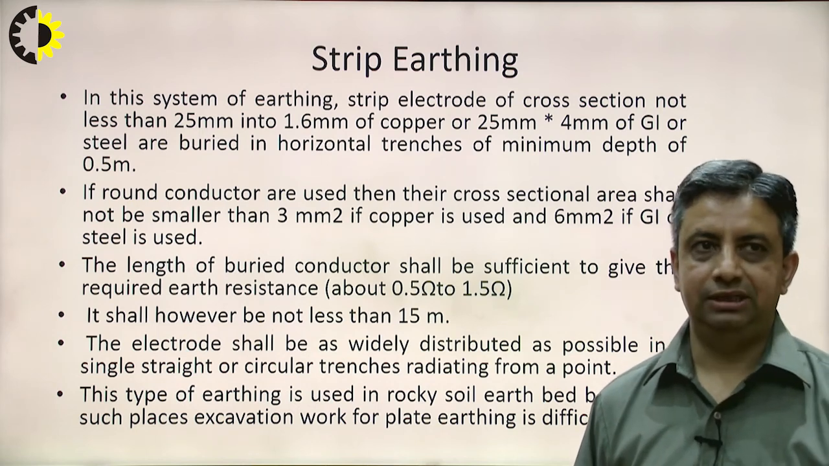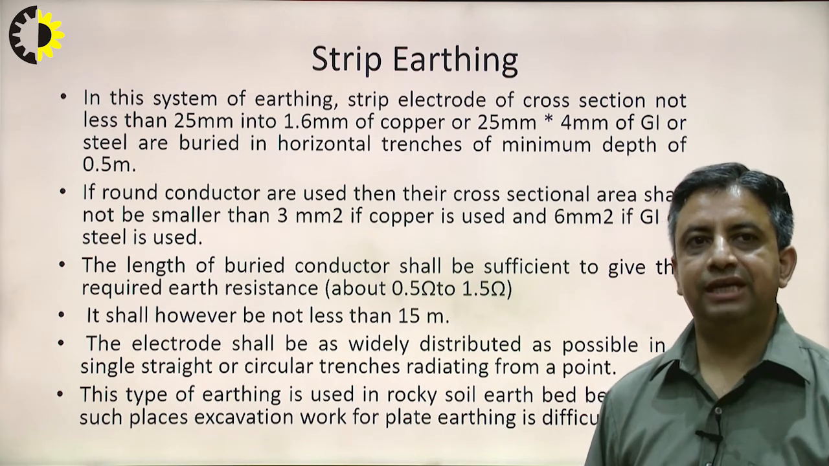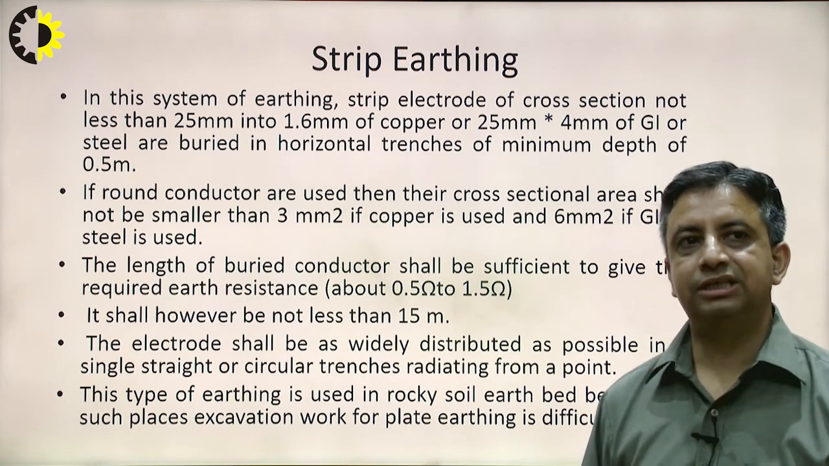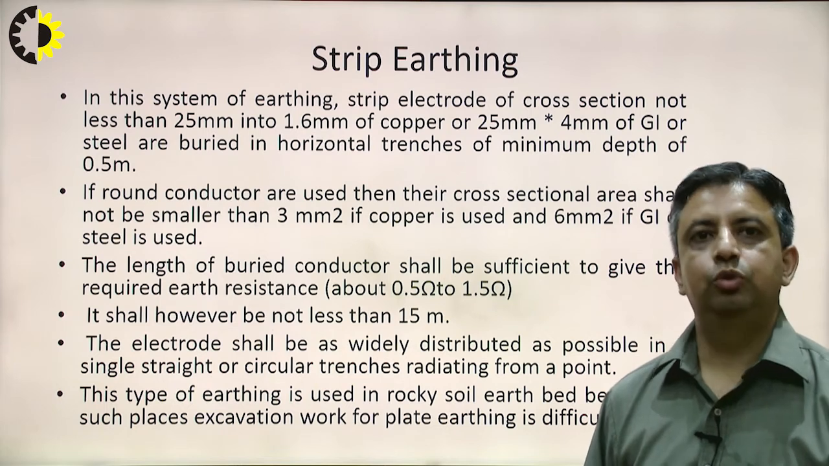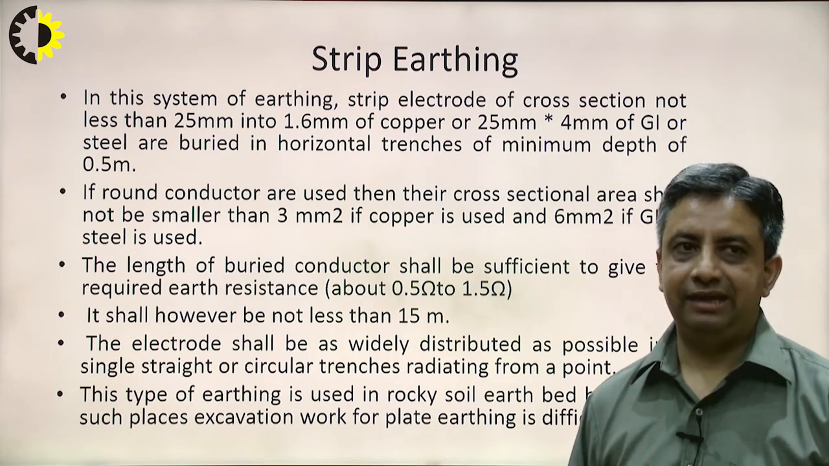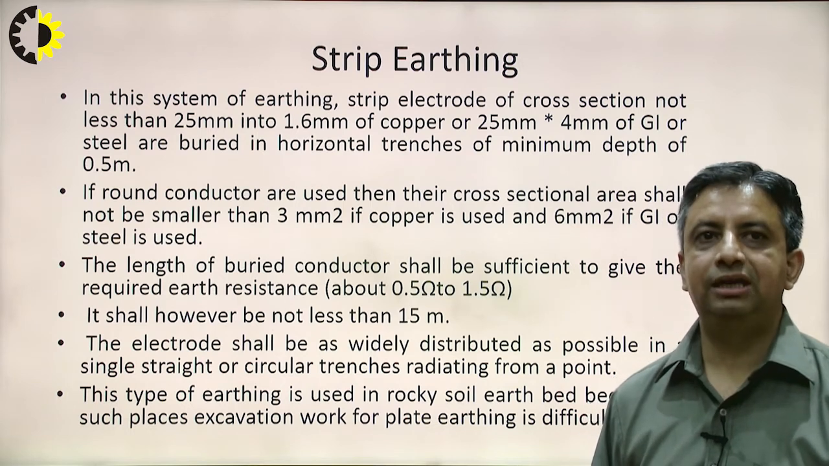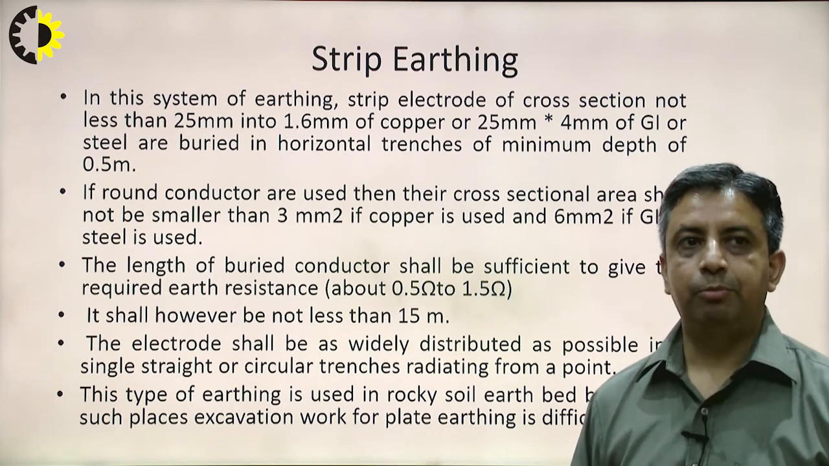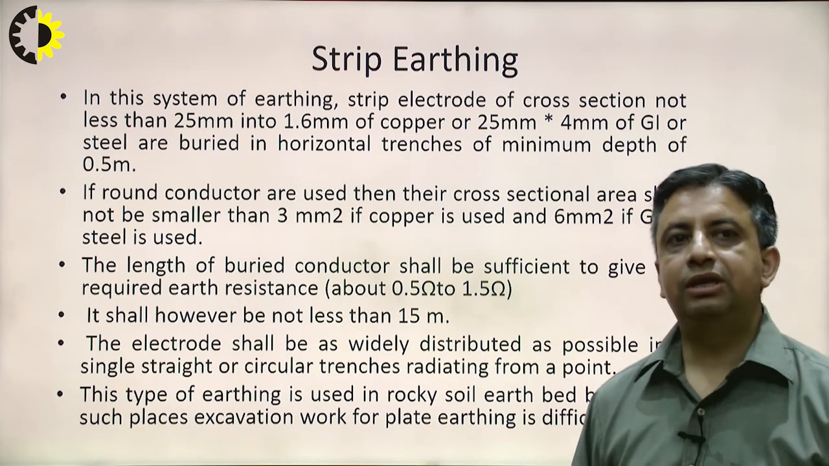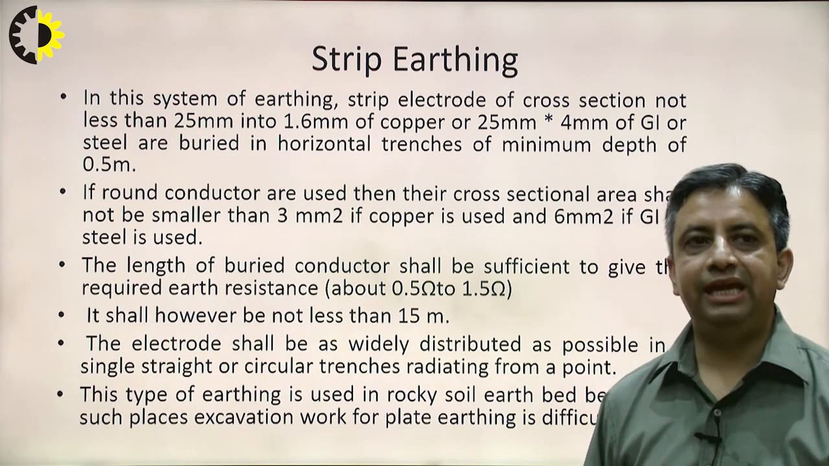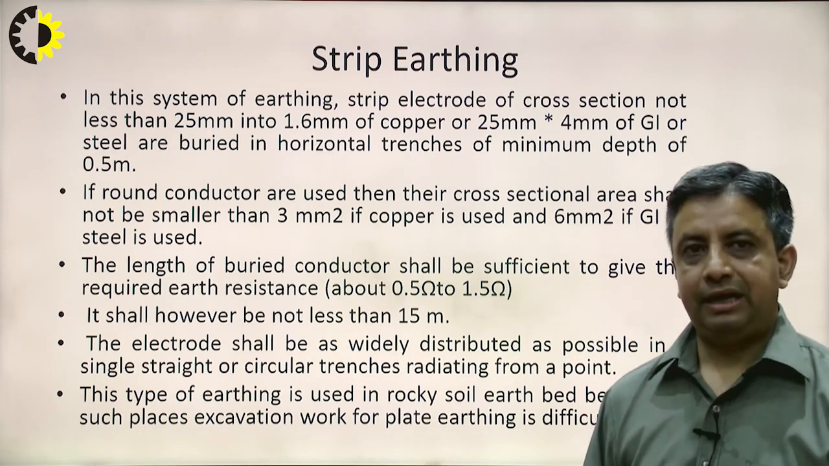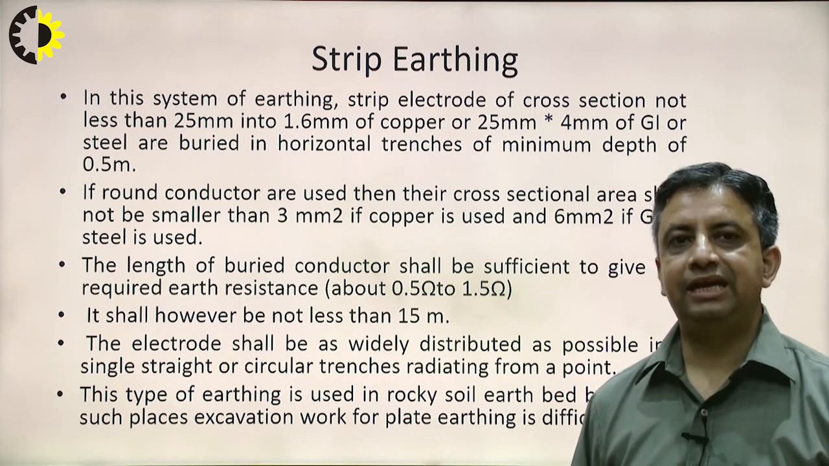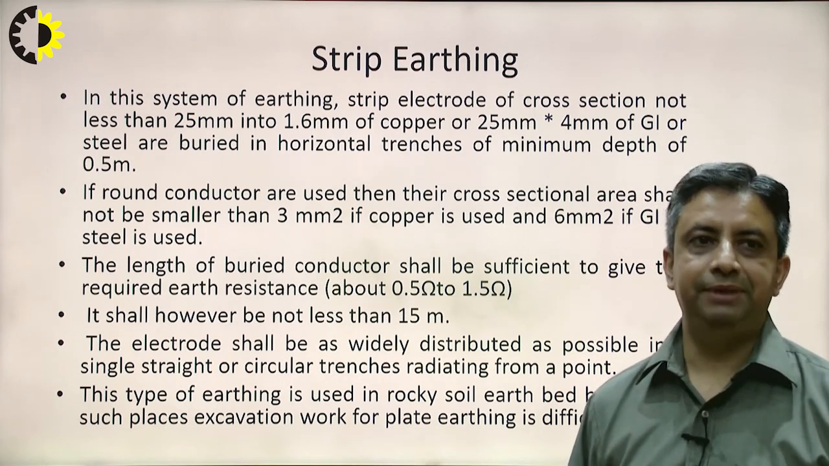So if we want to decrease the value of the earth resistance, then we have to go for strip earthing. In this system of earthing, strip electrodes of cross section not less than 25 millimeter into 1.6 millimeter of copper, or 25 millimeter into 4 millimeter of galvanized iron or steel, are buried in horizontal trenches of minimum depth of 0.5 meter. If round conductors are used, then their cross-sectional area shall not be smaller than 3 millimeter square for copper, and for galvanized iron it should not be less than 6 millimeter square.